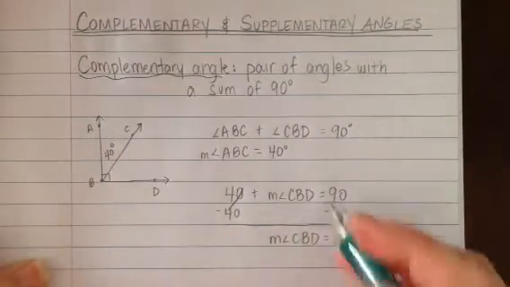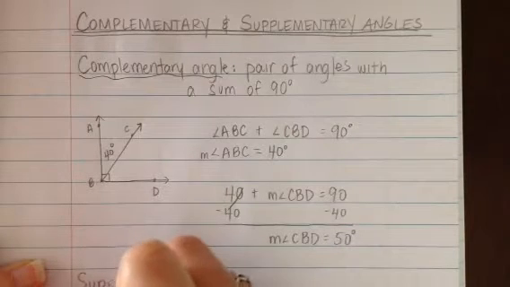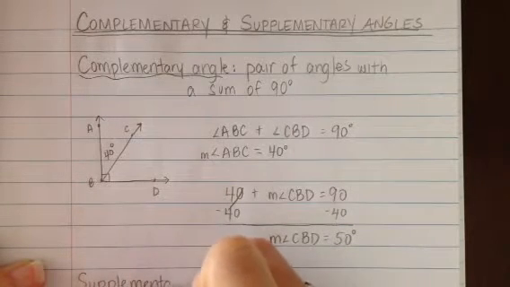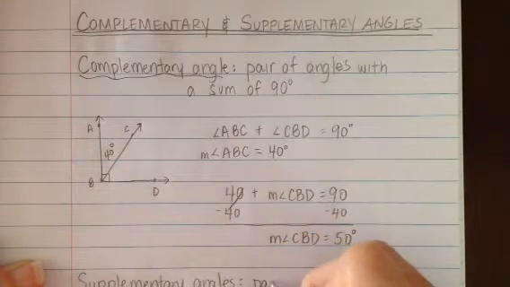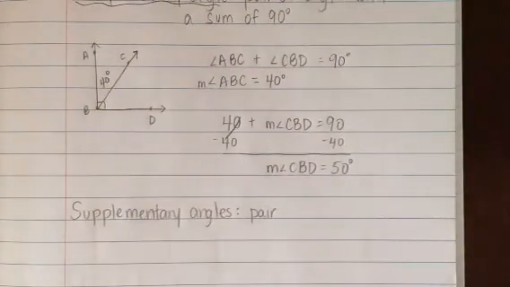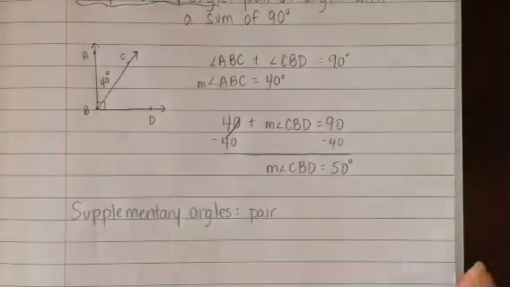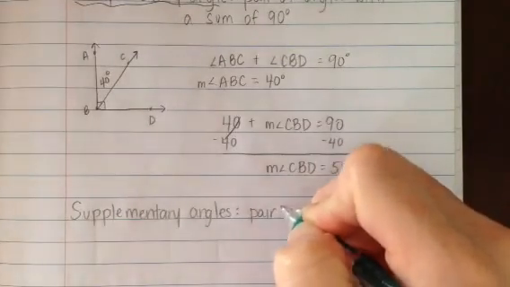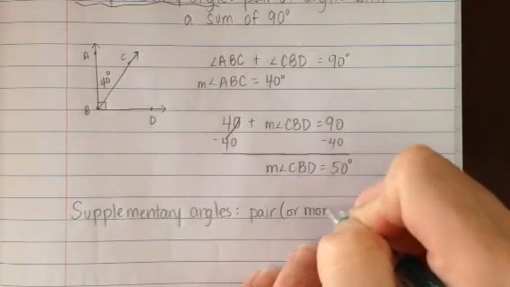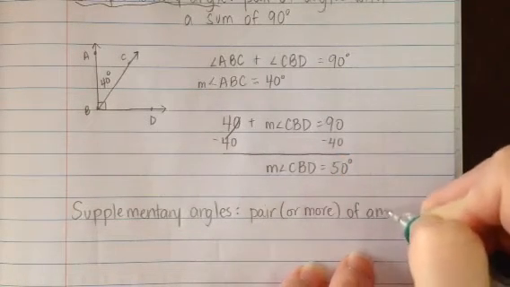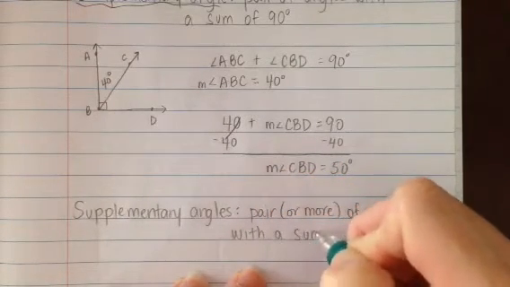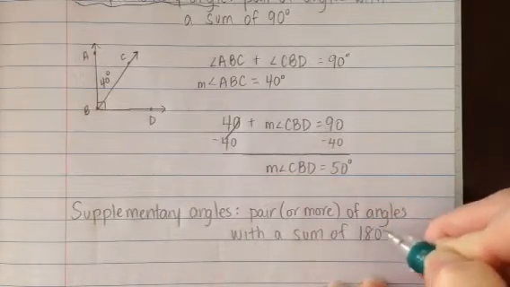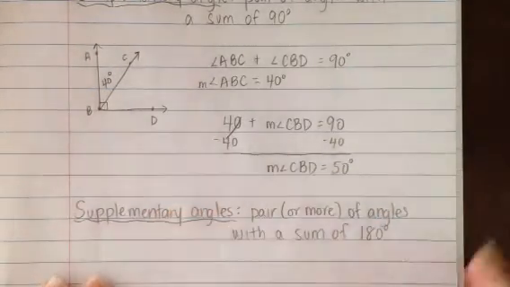Supplementary angles. Supplementary angles, it's a pair of angles. Sometimes it's actually three angles. I've seen it. I believe there's one problem on your work for this week where there are three angles. So it's a pair or more of angles with a sum of 180 degrees. All right, that's what supplementary angles are.